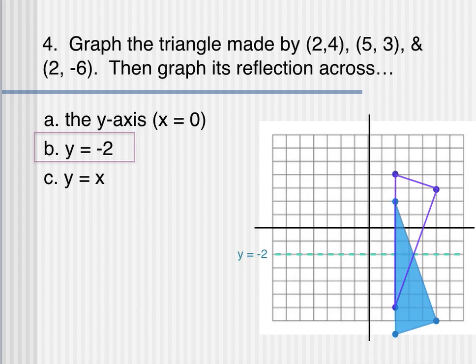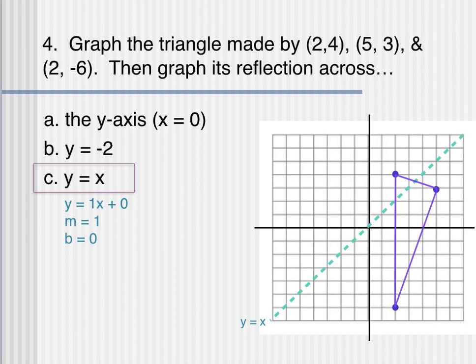Now, C is a special case. Think about that equation, y = x. That has both an x and a y, so it's not going to be horizontal or vertical. It's going to be more of a slanted line. You could say there's an invisible 1 in front of the x and an invisible y-intercept of +0. So the m is 1, the b is 0. So if you start at 0, and then you have a slope of 1/1, it's going at a slant like so. So that's your line of reflection.